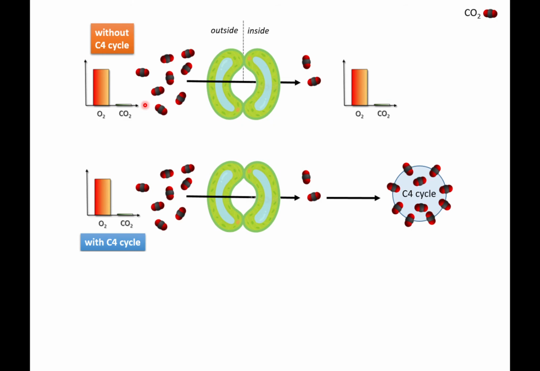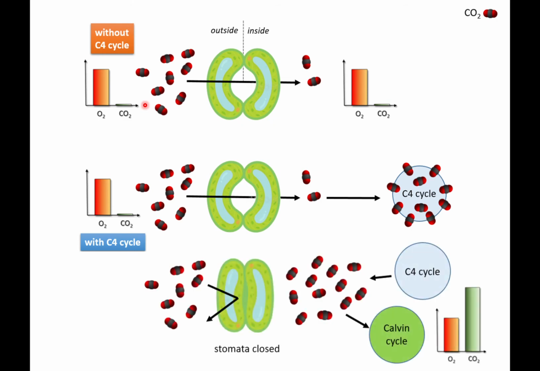than they would if they didn't have the C4 cycle. And what happens once the stomata get closed is that, through this cycle, they can release this carbon dioxide back. Now they can perform the Calvin cycle with much more carbon dioxide compared to the oxygen that came in. So they have changed the ratio between carbon dioxide and oxygen inside compared to the outside, therefore favoring the binding of Rubisco to carbon dioxide and minimizing photorespiration.